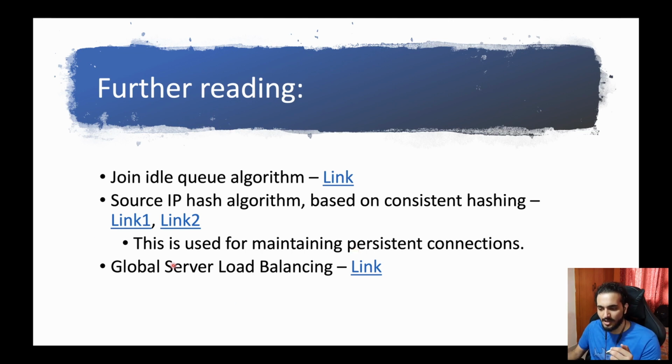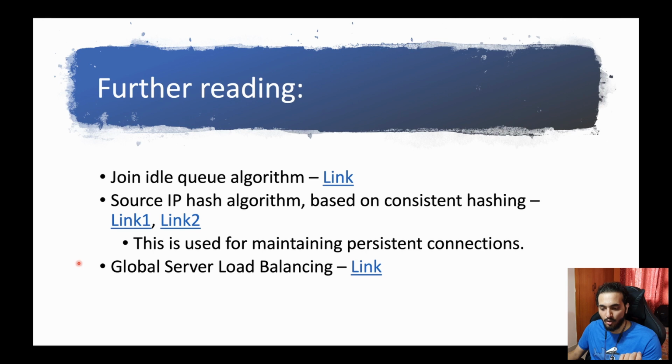The other thing is more to do with persistent connections, which I can cover in another video. This algorithm is called the source IP hash algorithm, and you can include another concept called consistent hashing into this, so that you know which client is being served by which web server. The load balancer remembers that, and based on a hashing principle, it is able to send the request to the same web server again and again.